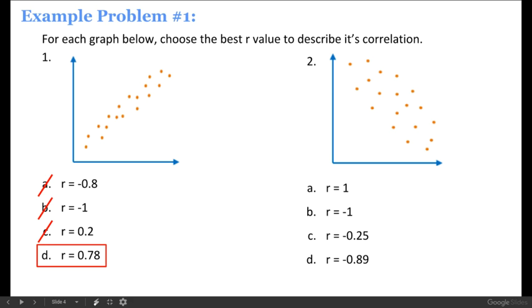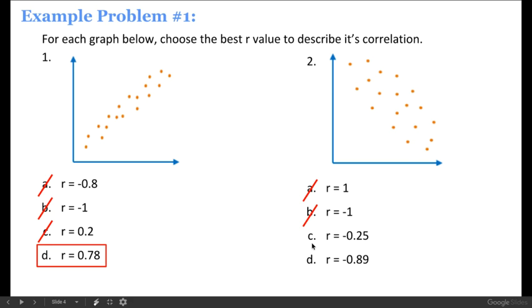Okay, let's look at number 2. So same thing. I like to eliminate ones that are definitely wrong first. So when I read this from left to right, it's going down. So it's negative. So A, because A is positive 1, that's definitely wrong. Well, also 1 is when it's perfect. Positive 1 is perfect. Negative 1 is also perfect. So it's definitely not negative 1 either because this does not look like a perfect line, right?